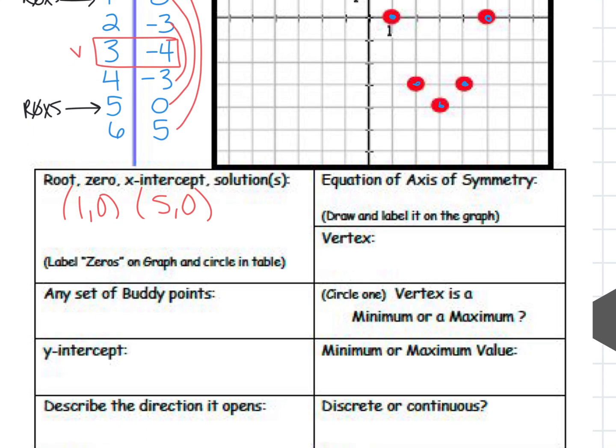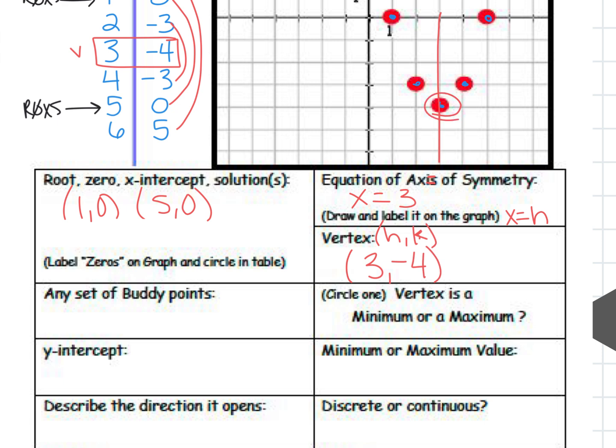The axis of symmetry. Remember, x equals, because is means equals. So x equals what? X equals 3. Very nice. Remember, it is x equals h on your HK. And that's on the front if you needed to look, or we can write it here. What's my vertex? 3, -4. That's where our graph changes direction.